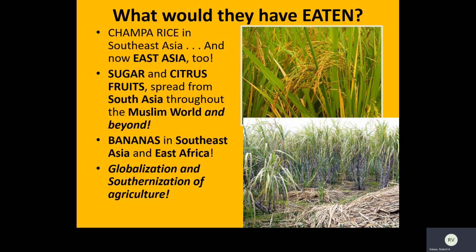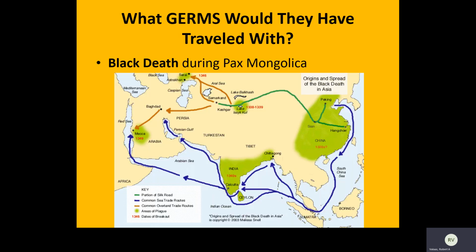Bananas, originally from Southeast Asia, spread throughout Southeast Asia and become popular in East Africa too. So maybe they would have had some good bananas if they'd stopped in there. This represents something that historians have often described as the globalization and southernization of agriculture. A lot of crops, champa rice and sugar, for example, spreading from southern regions of the world to northern regions in Afro-Eurasia. So some important spread of crops along the trade routes to be aware of too.